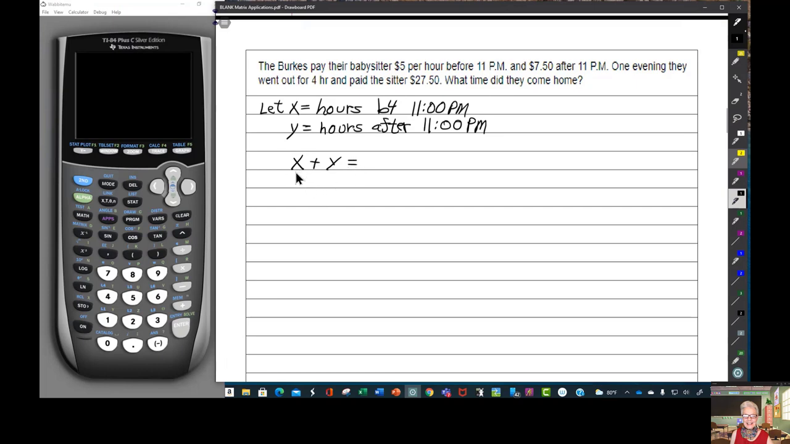So they were gone for 4 hours. I know that the hours before 11 p.m. and the hours after 11 p.m. will equal 4. Now, how much do they have to pay for each of these hours? Well, they pay $5 per hour for hours before 11 p.m. So 5 times X will be the total amount of money they spend for however long they were out before 11 p.m. And they'll spend $7.50 times each one of the hours after 11 p.m. And that will be the total amount of money they ended up spending, which is $27.50.